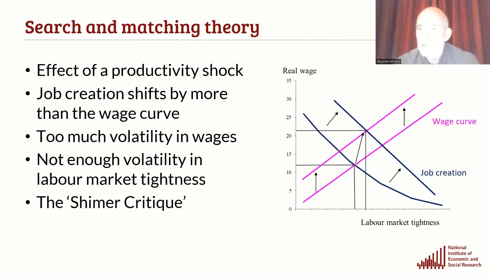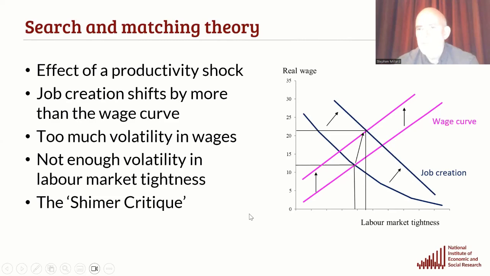But you can show, I'm not going to do it now because that really would be too much maths, that the job creation condition shifts out by more than the wage curve, with the result that the productivity shock leads to a large rise in real wages and not much change in labour market tightness. Unfortunately, in the data, we see the reverse. We see lots of movement in labour market tightness, not so much movement in real wages.